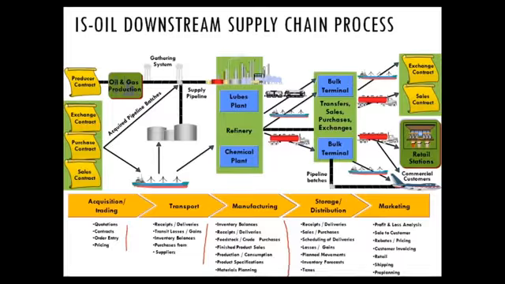Manufacturing: inventory balances, receipts, deliveries, feedstock, crude purchases, all that. We'll discuss all that there. Again, we'll have to discuss the storage details, marketing, profit and loss analysis. So these are the different processes involved in marketing. So this is the IS oil downstream supply chain process.